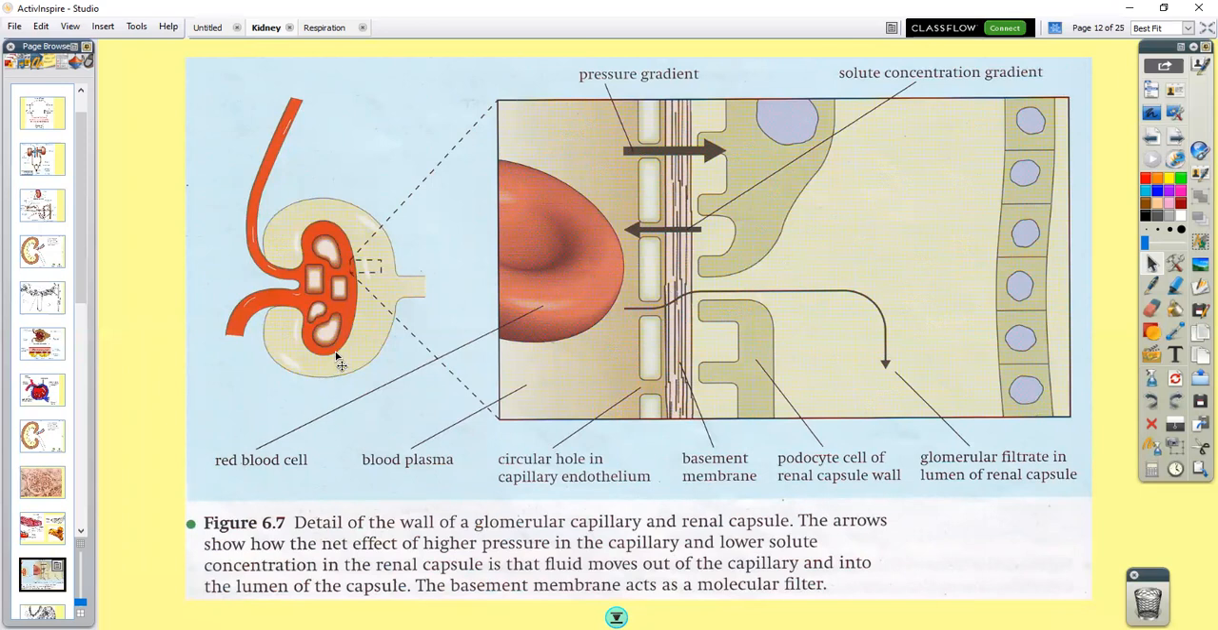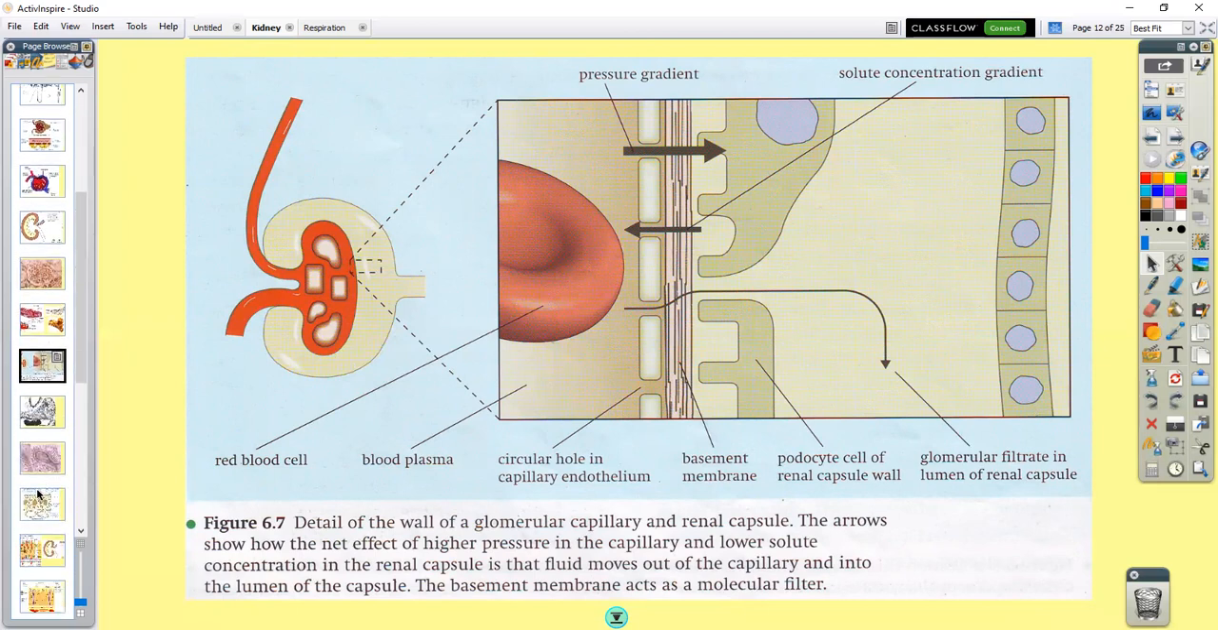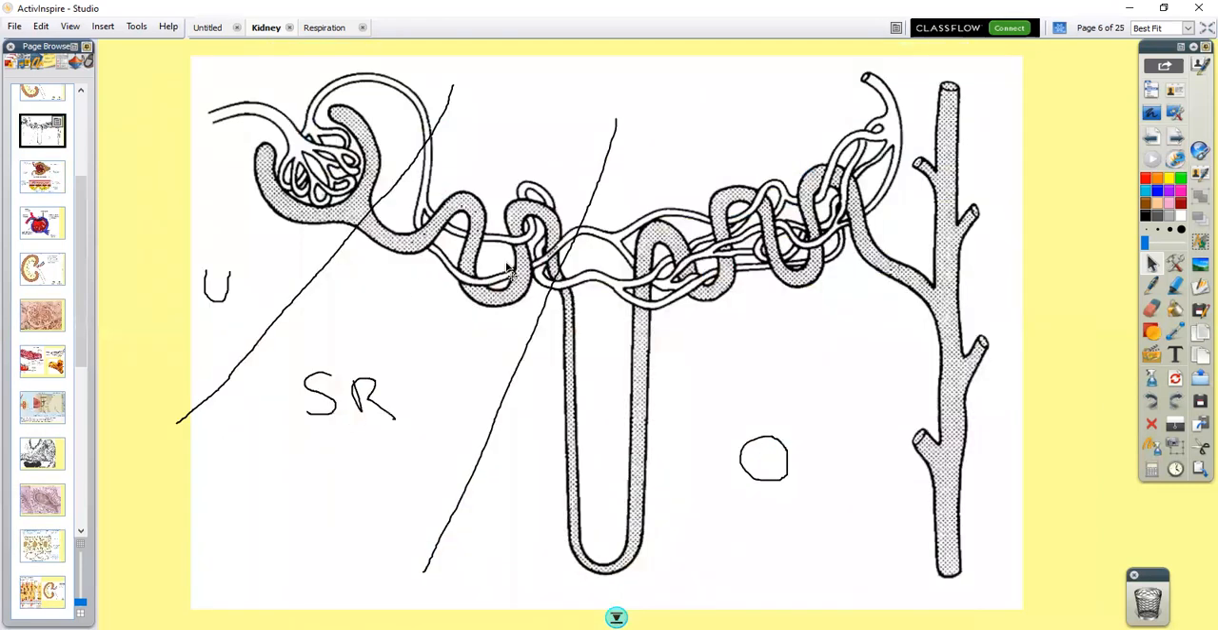Hence that ultrafiltration. So it's small things that are filtered through, big blood cells that you can see here, larger proteins that would be in the blood capillary as well, don't pass through. Okay. The next stage then is looking at selective reabsorption, and this occurs in the proximal convoluted tubule, which you can see up here.